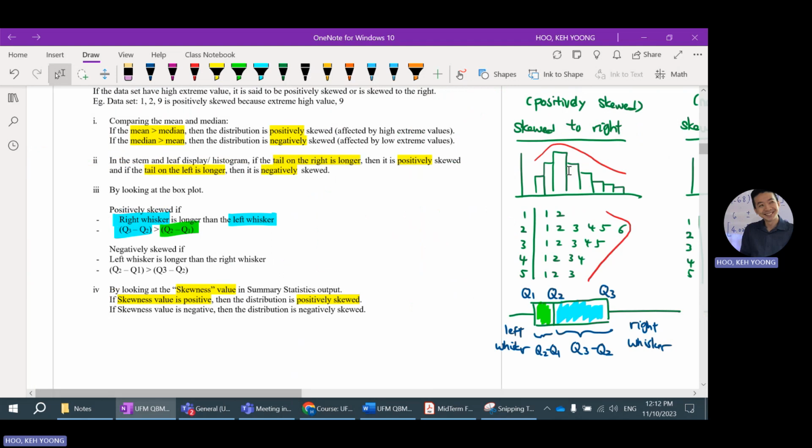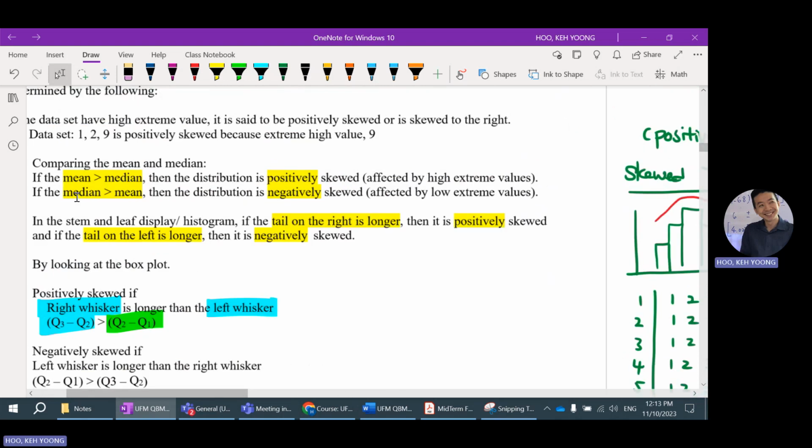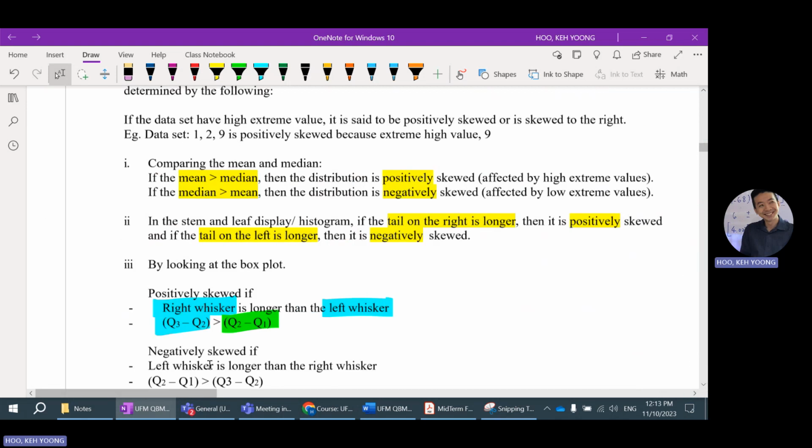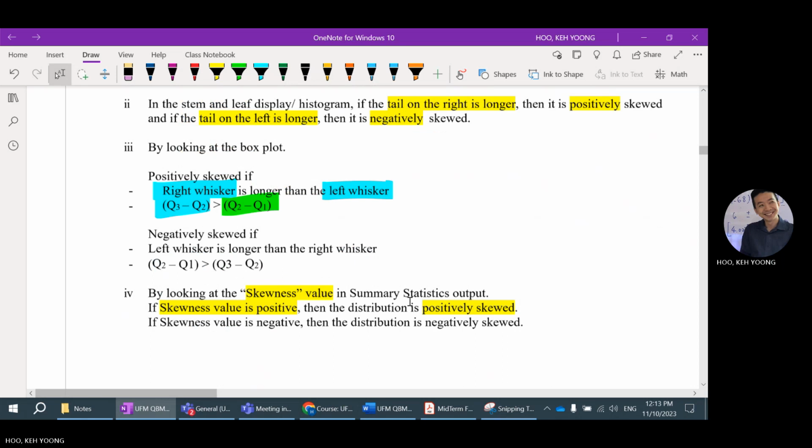Other than looking at the graph, we can also compare the mean, median, and mode. If mean is greater than median, then it's positively skewed. If median is greater than mean, then it's negatively skewed. You look at this for question 2. The fourth method is looking at the skewness value in the summary statistics. This is also in question 2, when we look at the Excel outputs.